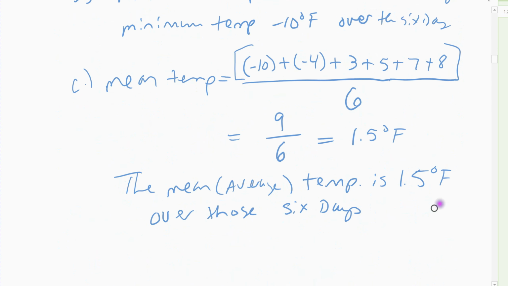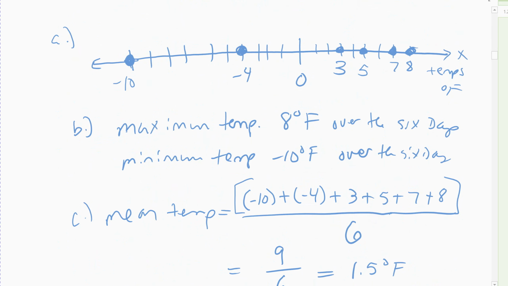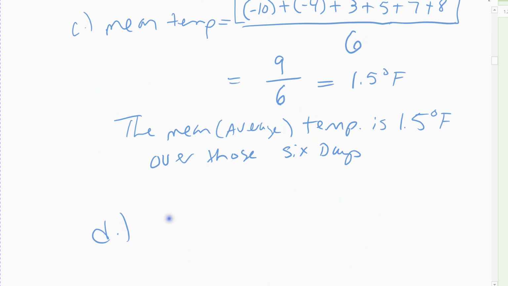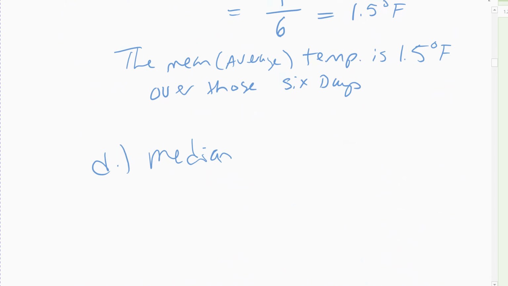So D is the median, which actually, they're already listed here, but I'm going to list them out again. Remember, when we do median, the first step is to list them in order, which again, I can just use my number line. Negative 10 was the lowest, then negative 4, positive 3, positive 5, positive 7, positive 8. And there were 6 temperatures. So this is an even case, so there will be 2 middle values.